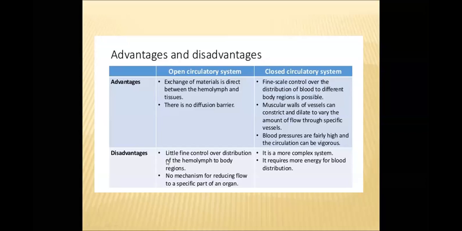Coming to the disadvantage, there is no control in these organisms over the distribution of hemolymph. To which parts blood has to be sent cannot be controlled by the animals, and there is no mechanism for reducing the flow to a specific part or organ. As we have seen, blood circulation can be increased or decreased depending on the needs in closed systems, but that is not possible in these organisms. So this became a disadvantage.